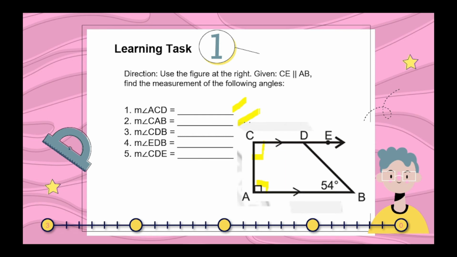Number 3, the measure of angle CDB. CDB. So this is angle CDB. And number 4, the measure of angle EDB. EDB. So this is angle EDB. And finally, number 5, the measure of angle CDE. So this is angle CDE. Yan. Pinagsama yung dalawa. Itong malaki na to, linear pair. Okay? So you have 2 minutes to answer. Timer starts now.